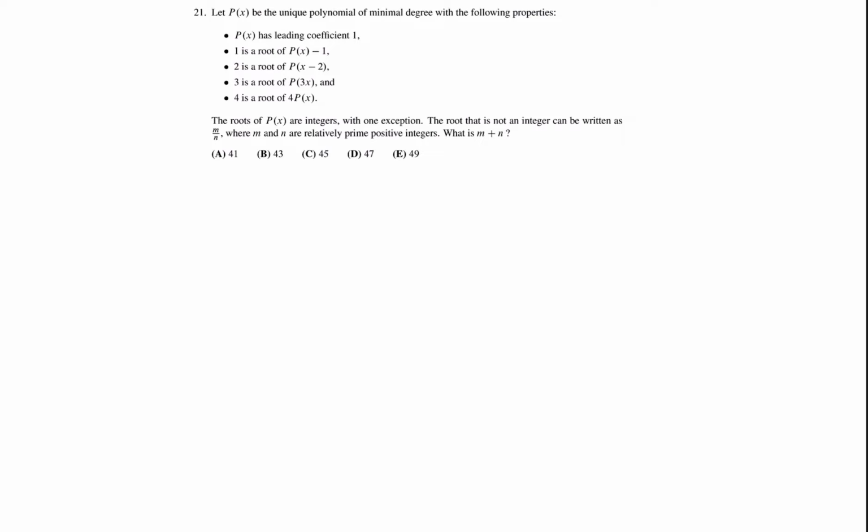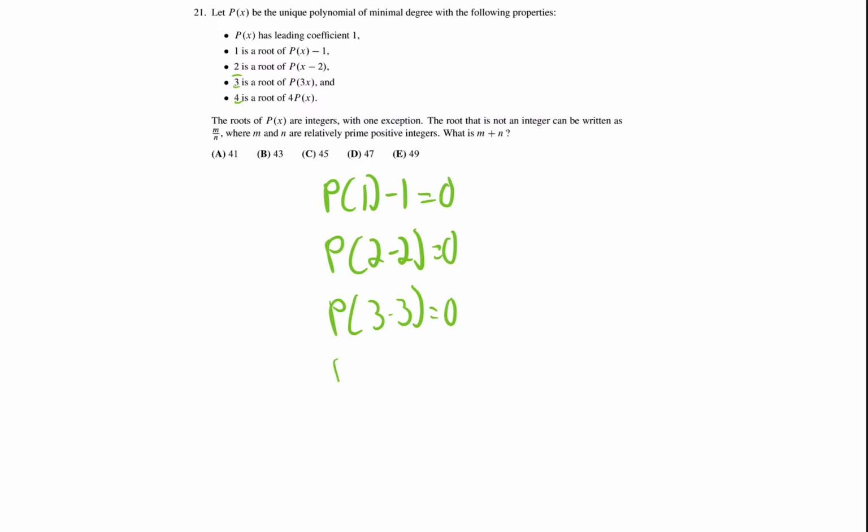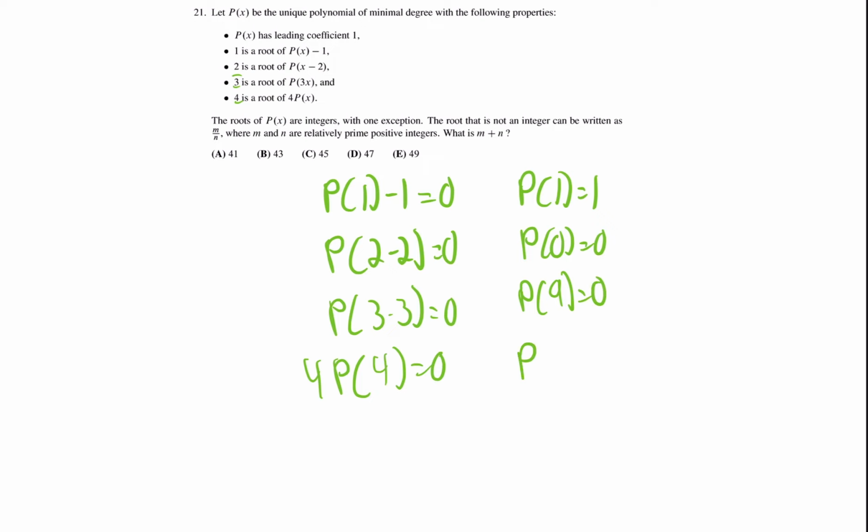So we know that 1 is a root of P of x minus 1. So P of 1 minus 1 is equal to 0. And 2 is a root of P of x minus 2, so we know that P of 2 minus 2 is equal to 0. Because basically saying when we plug in x is equal to this number, then the result is 0. So we also know that P of 3 times 3 is equal to 0, and P of 4 times P of 4 is equal to 0. So then P of 1 is equal to 1, P of 0 is equal to 0, P of 9 is equal to 0, and P of 4 is equal to 0.